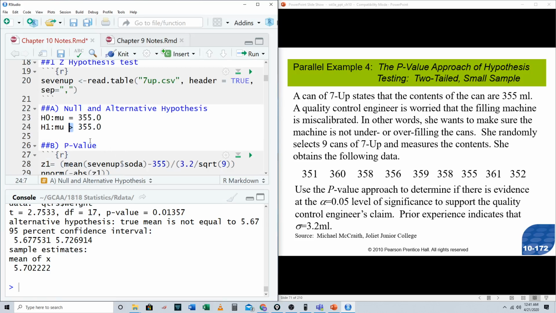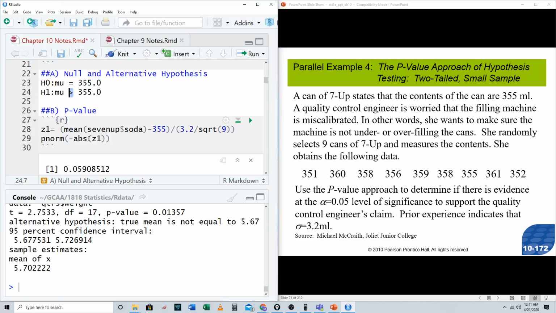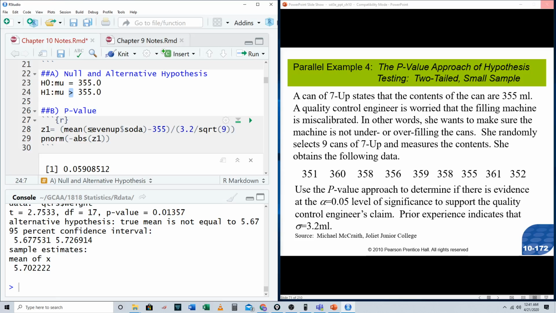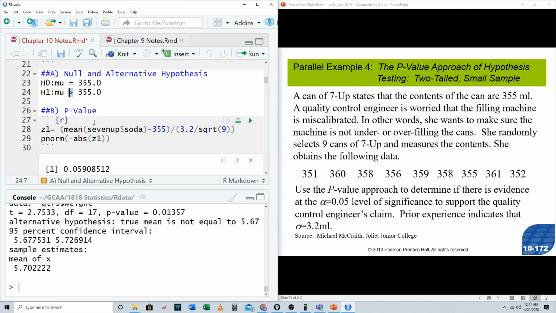So first we have to find the p-value. The p-value is still going to be found the same way we did before, with Z, because the first step is the mean of the data. I named it 7-Up soda. You have to type in the word, you can't use numbers as names because it messes with it. The 7-Up soda mean minus mu, the expected value. Again, finding your Z.